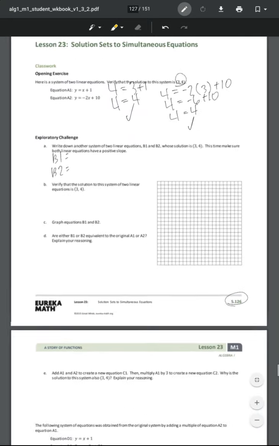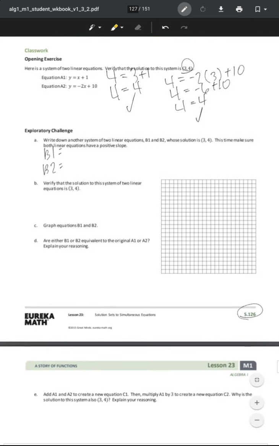So B1, sorry, I don't know why the screen's freaking out. Anyway, B1, we're going to do y equals x plus 1 because we're going to use the same equation. But B2, we have to switch it up a little bit because A2 has a negative slope and we need it to have a positive one. So the equation that we're going to use for B2 is y equals 2 times (x minus 3), and then we're going to add 4 on the end.